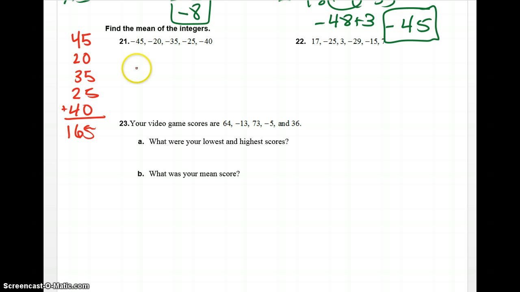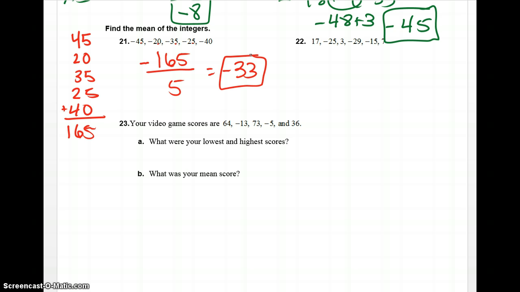So it is negative 165. And I'm going to divide that by 1, 2, 3, 4, 5, since I have 5 integers. If I need to do a long division on the side, that's fine. A negative divided by a positive, this is another integer rule. My quotient is going to be negative. It's going to be a negative 33. So I'm going to box that in there.